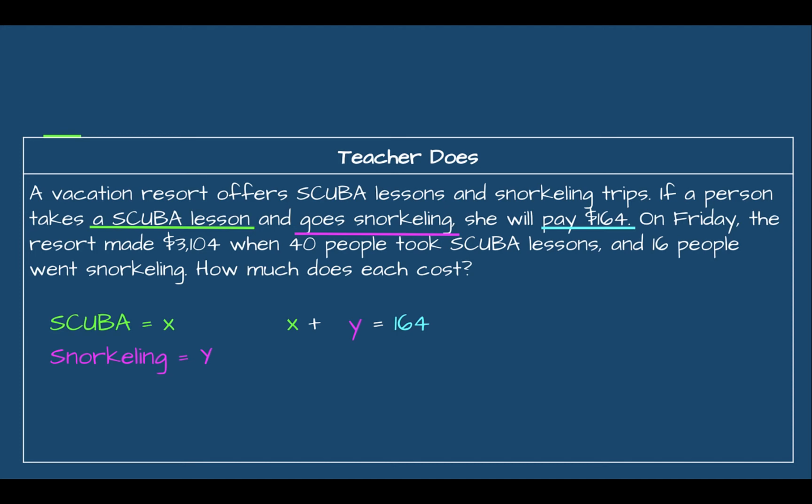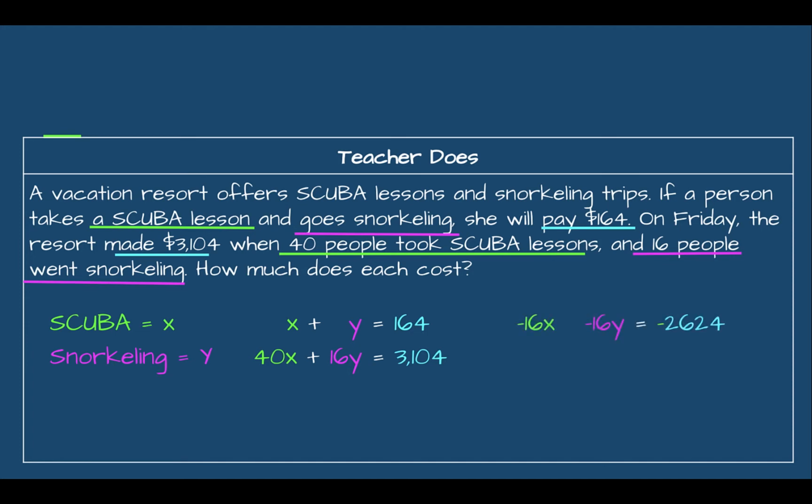For the second one, if we're going in the same order, 40 people took scuba lessons and 16 people went snorkeling, and our total this time was 3,104. So if I put that together, 40 was scuba, 16 was snorkeling, and total 3,104. Now, I have these two equations. They are both in standard form, which sets us up perfectly for elimination.